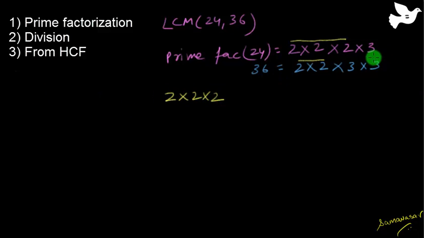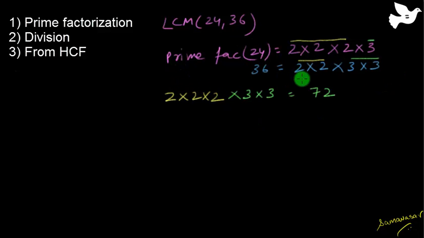Then I move ahead, let me look at 3s. I have 1 3 here and I have 2 3s here. So I take the set which has a higher number of 3s. I put this as into 3 into 3. This is what is going to give me the LCM of 24 and 36. And if I multiply this, this is 8 into 9, which is equal to 72. So this is how we find out.